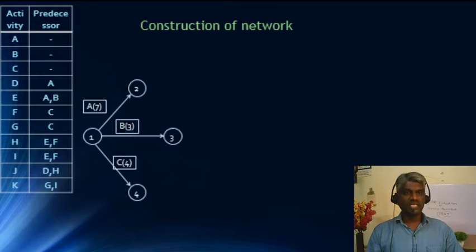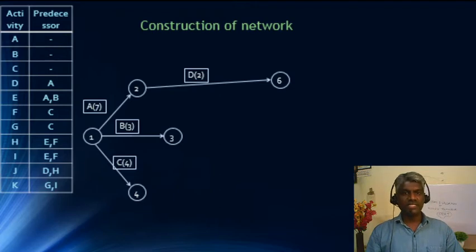Now the next activity D, for that the predecessor is A. In that case, what that means is D starts from the node where A ends. So the node 2 is the node where A ends. So from node 2 we are going to start D. So D starts from node 2 at the end of A.